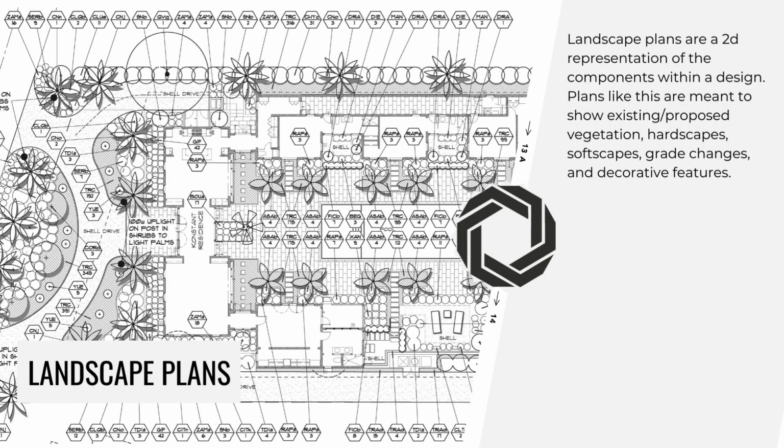The first technique that one might use at the beginning of a project is a landscape plan. Landscape plans are 2D representations of the components within a design. Plans like this are meant to show existing and proposed vegetation, hardscape, softscape, grade changes, and even decorative features.